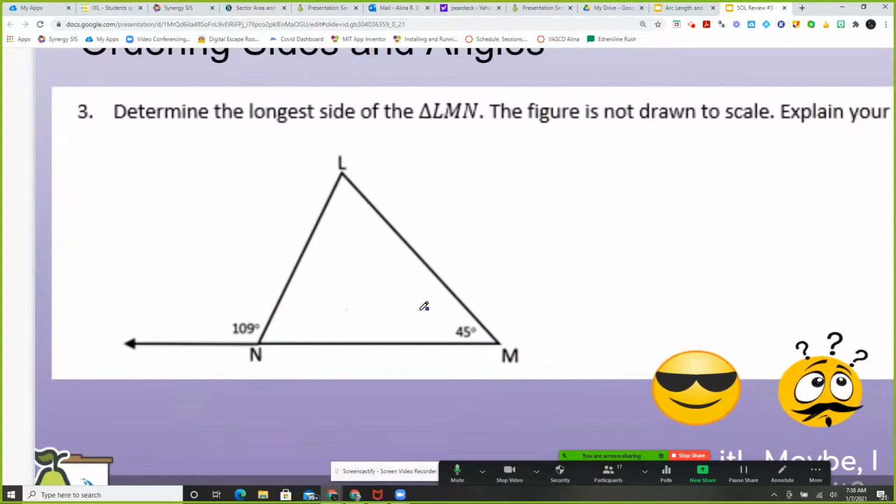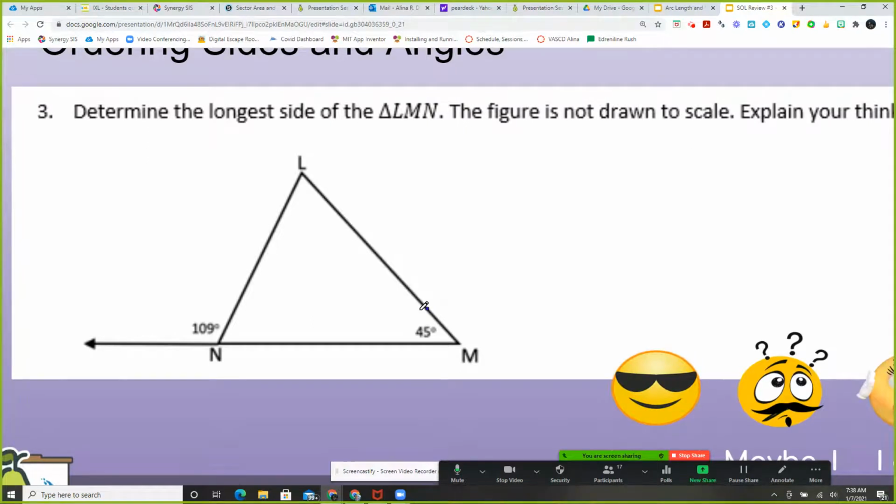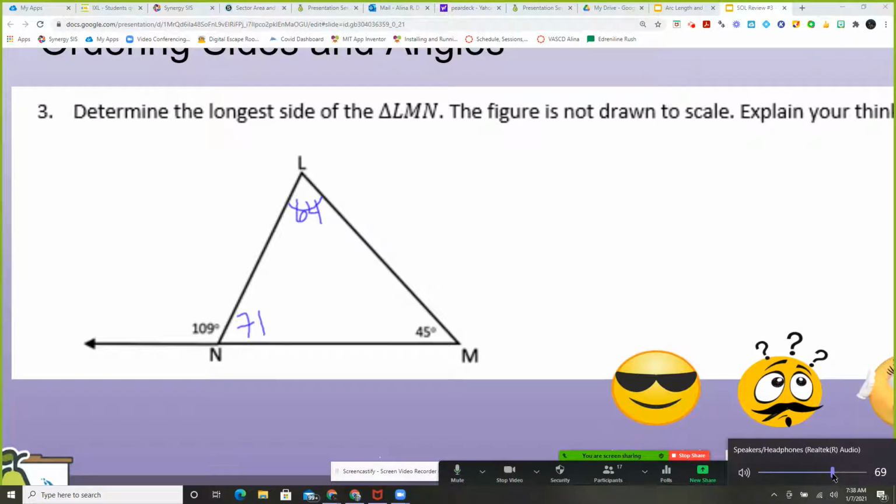Determine the longest side. So I was so happy to see that everybody who started this question found the supplement, 109 and 71 equal 180. And then you can subtract 71 and 45 from 180 and get this angle up here. So let me see. Does anybody know what angle L is? 180 minus 71 minus 45 is going to be... L? 64. Yeah, angle L. Oh, yeah, 64. Okay. Can you guys hear me okay? Yesterday, my computer was glitching out.